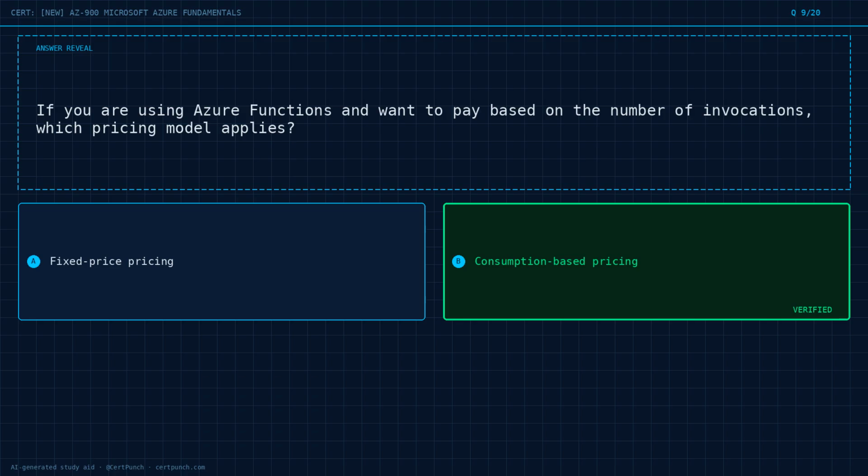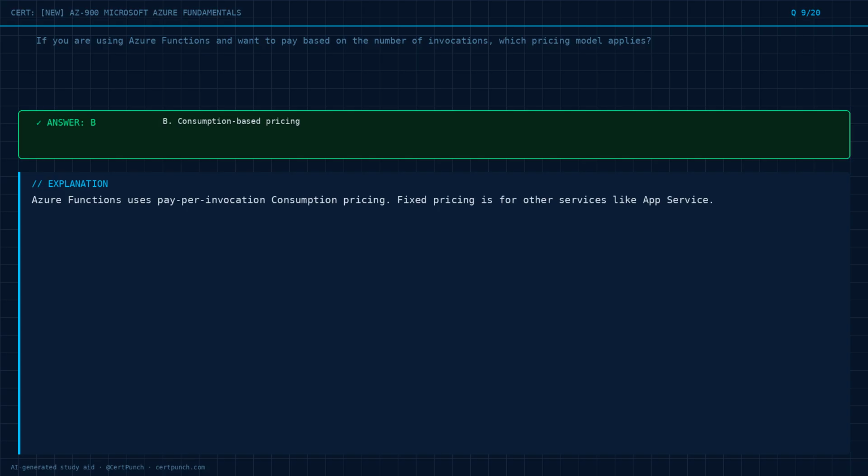The answer is option B. Exam logic. Azure Functions uses pay-per-invocation consumption pricing. Fixed pricing is for other services, like App Service.